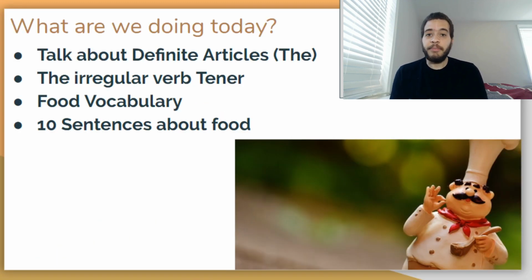So what are we doing today? Well, we're going to be talking about the definite articles in Spanish first. The definite article in English is the word the. In Spanish, we have a couple different versions, so we'll need to talk about those. Then we're going to be talking about the irregular verb tener, which means to have. We're going to talk about some food vocabulary. And then we're going to wrap up with 10 sentences about food to help you get started talking about food in Spanish.